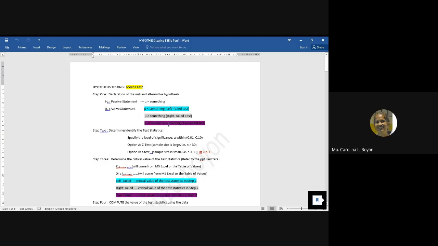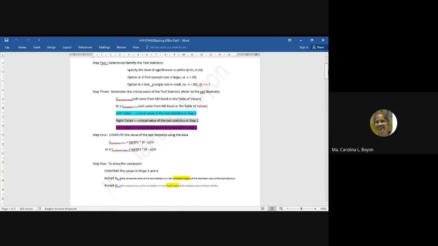Mu not equal to means you really are not sure where the phenomenon leans, towards the right or towards the left. Okay, so still you are qualified to adopt this third alternative hypothesis. Okay, so in step two, what you need to declare now will be the test statistic. We said that in any hypothesis testing task, you really are looking at two probability distributions, that which is theoretical and that which is empirical.